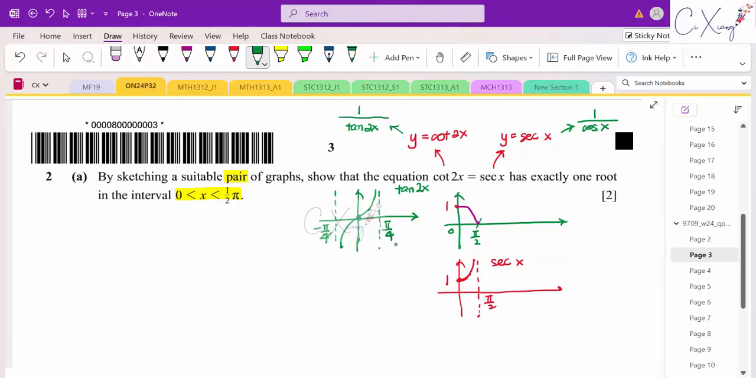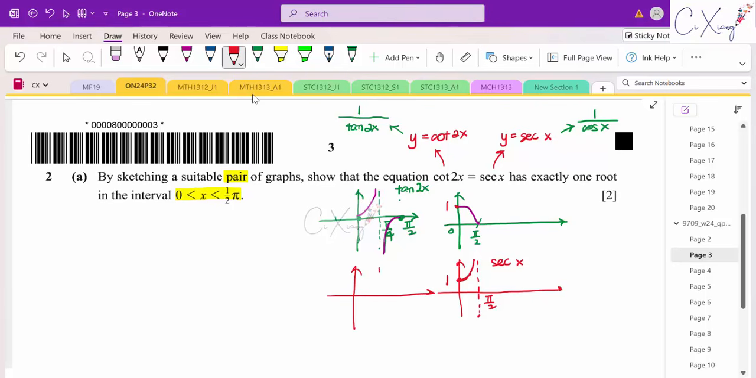But if I sketch until pi over 4, it seems like my graph hasn't completed yet. So what I need to do is continue to draw the original graph from here until here, until, what's the value? Pi over 2, right? So after the 0, pi over 2, then originally it should be a pi. But now you need to multiply with half, so it becomes pi over 2. Okay, so that means for our tangent 2x, the original graph looks something like this. The purple color one.